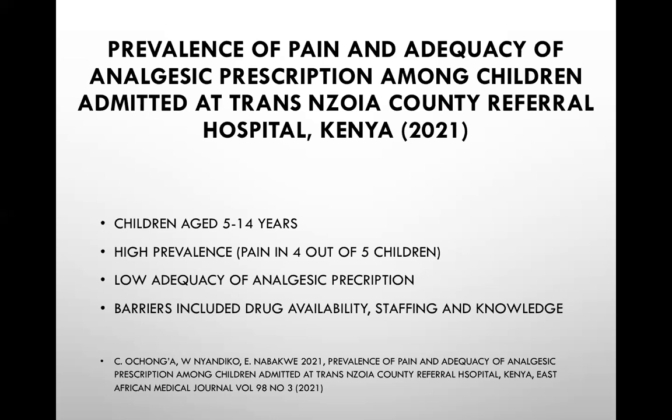They reported some of the barriers, which include drug availability, staffing, and knowledge, which is also known to many of us here as well. Drug availability is one of the limitations that we have, and staffing is another very common limitation that is always reported and always comes out.